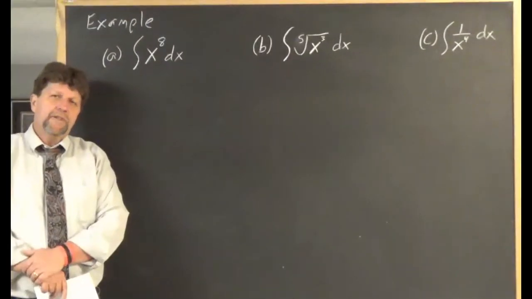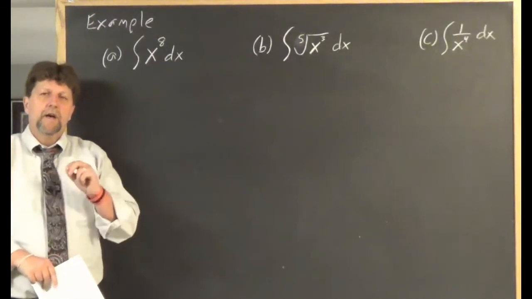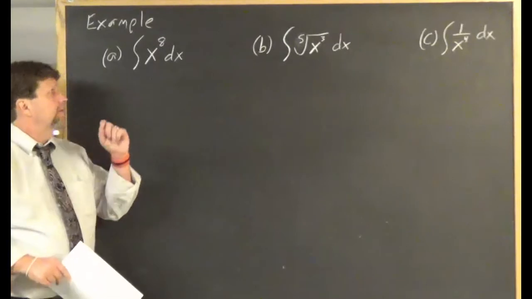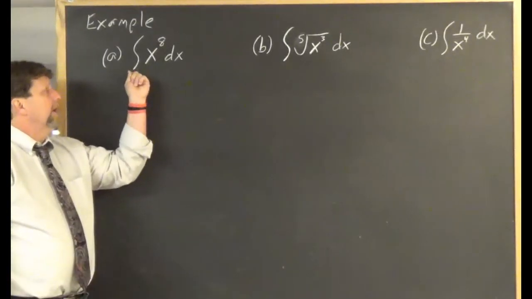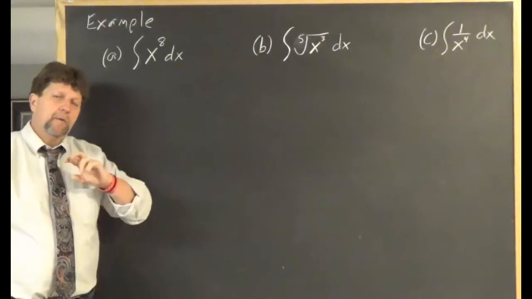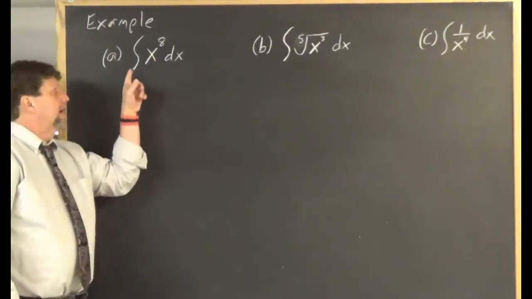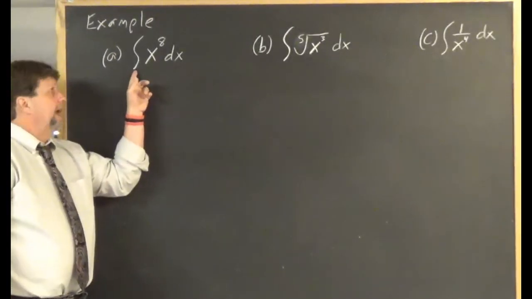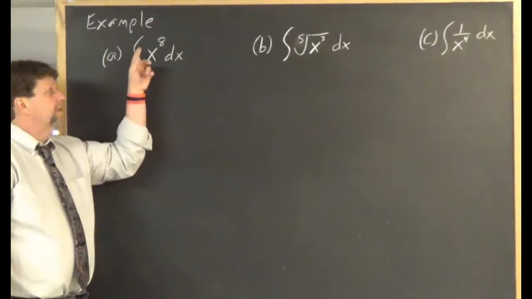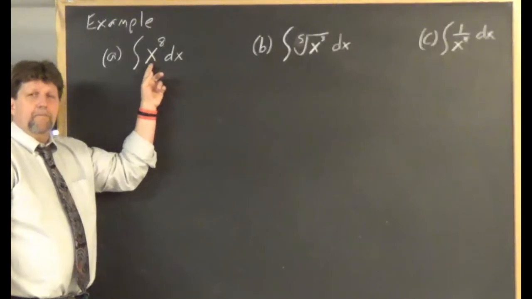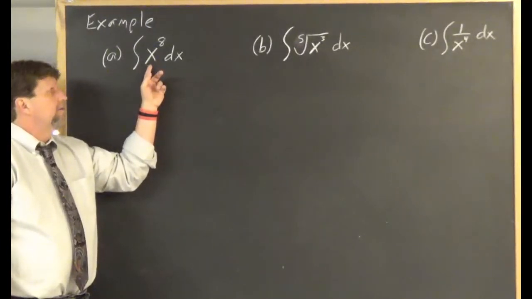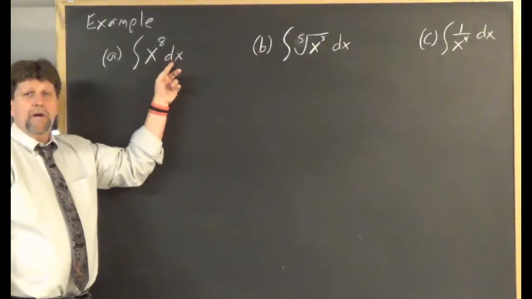All right, here in this first example, we're going to practice using our first rule, which is called the power rule for integration. So in part A, we're asked to integrate x to the 8th dx. Now again, keep in mind what this is really telling us. I interpret the integral sign as saying, hey, get an antiderivative for x to the 8th. Remember, x to the 8th would be called the integrand. And do it with respect to the variable x.